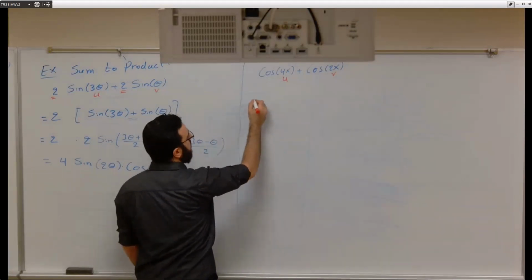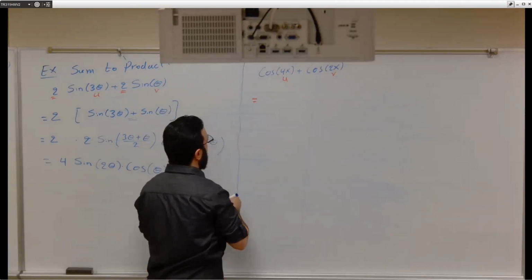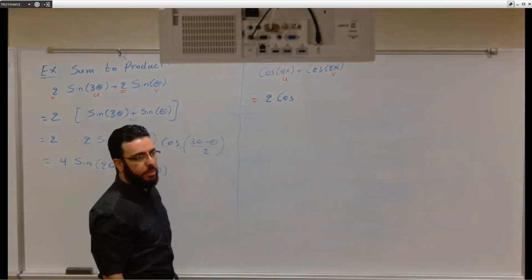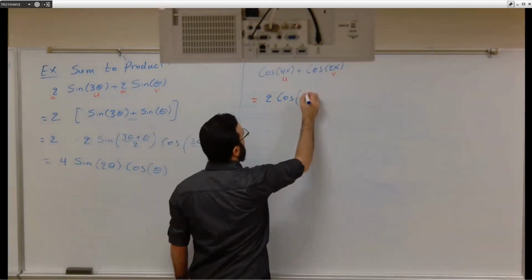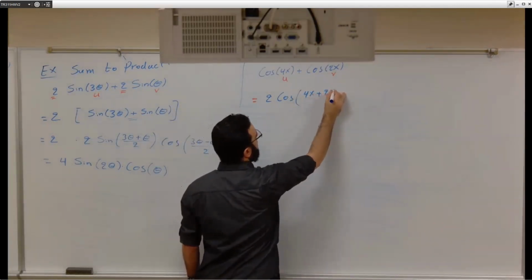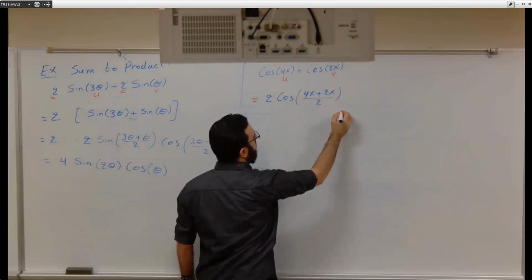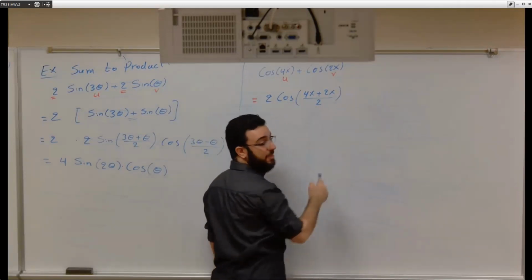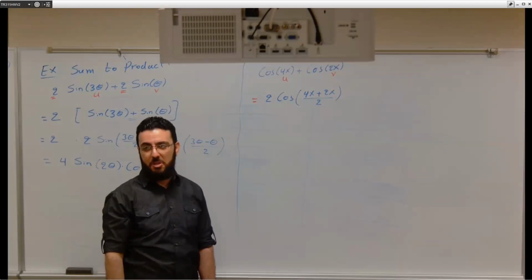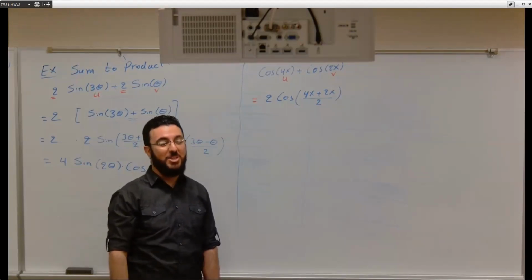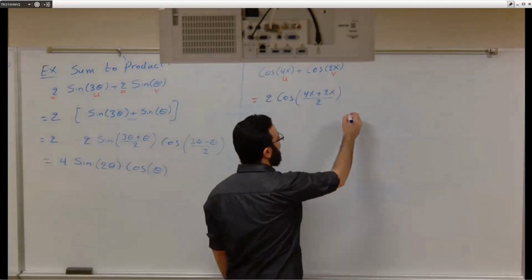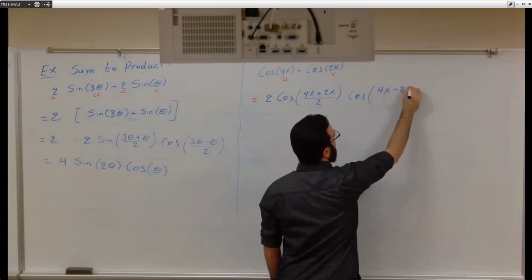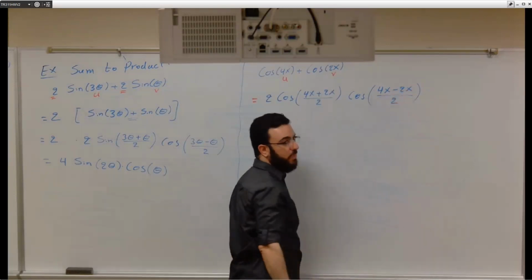So it's going to be 2 cosine what? You're going to add to the function u plus v. That means 4x plus 2x divided by 2. Plus or minus? Multiplication. It's multiplication. So it's going to be cosine u minus v over 2. Yes or no?